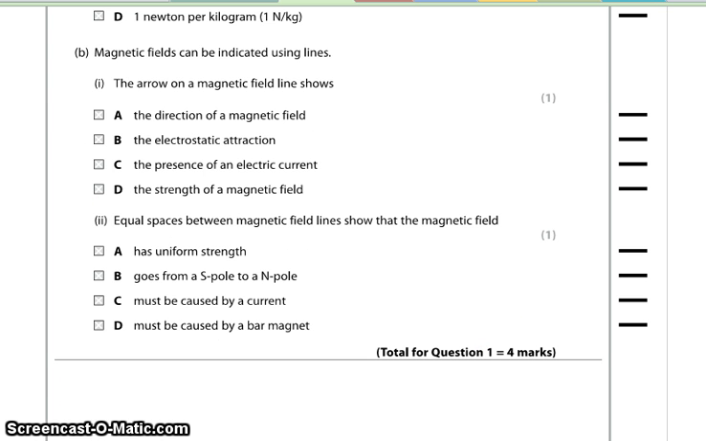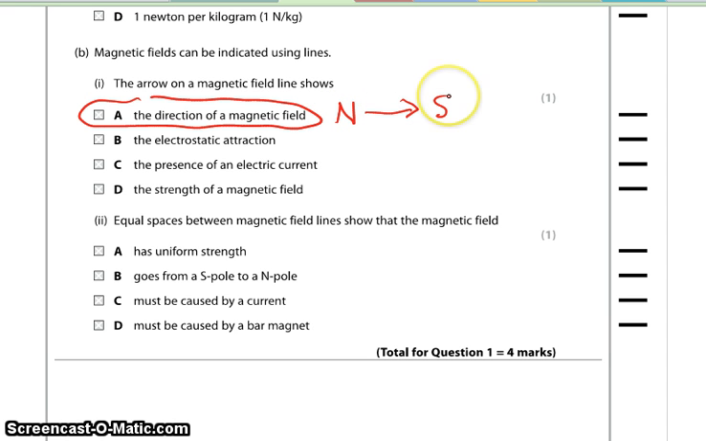Magnetic fields can be indicated using lines. The arrow on the magnetic field line shows the direction of the magnetic field. It always goes from north to south. Equal spaces between magnetic field lines show that the magnetic field has uniform strength. Okay, hopefully we can remember that wherever the lines are closest, the field is strongest.